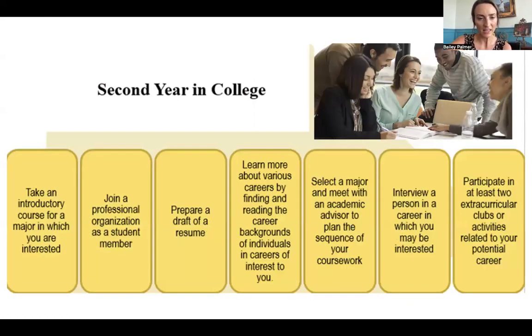Here is, think about joining a professional organization such as the pre-PT club or the pre-med club or any of those clubs. Continue working on the resume, make a draft of your resume and have someone look over it, like a professor or an academic advisor or someone in the career development department. Also, start interviewing people that are in your career and see if you can shadow them, to figure out if that's something that you want to do.